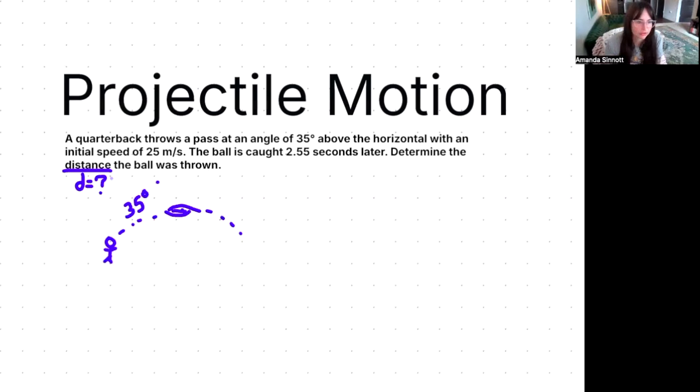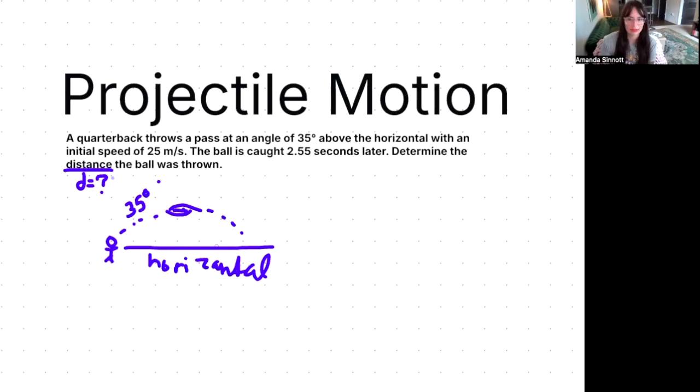So this time we're looking for the horizontal distance, because we're finding the distance the ball was thrown. So we know we need our horizontal distance equation. Do you know which one that is? If you said horizontal velocity times time gives us horizontal distance, you are correct.